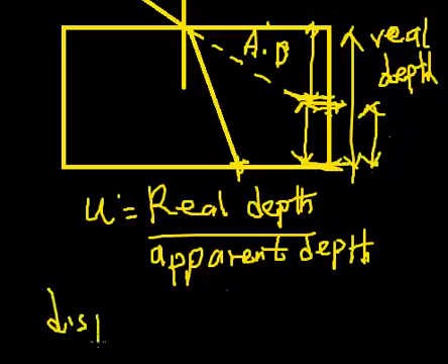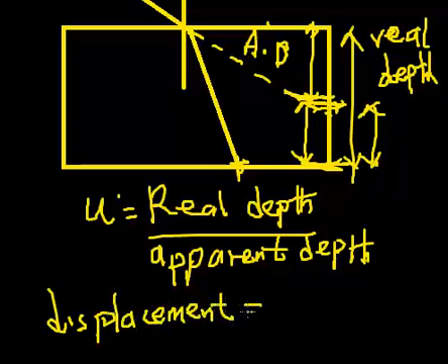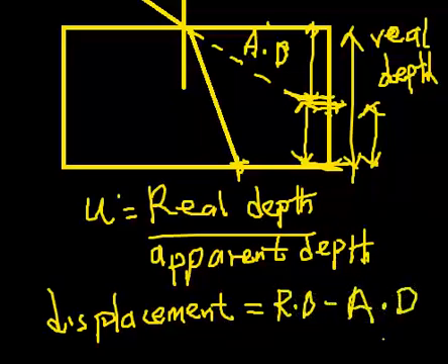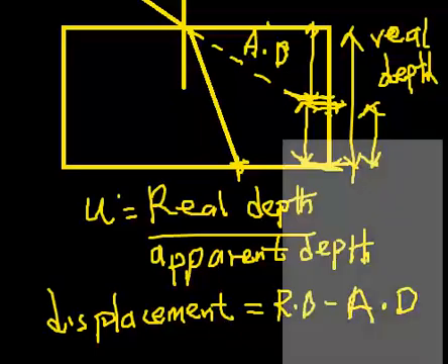And how do I get that displacement? Anytime refraction occurs in a particular medium, to get the displacement, you subtract the apparent depth AD from the real depth RD. Real depth minus the apparent depth. So please take note of that. I think that explains a whole lot of things.